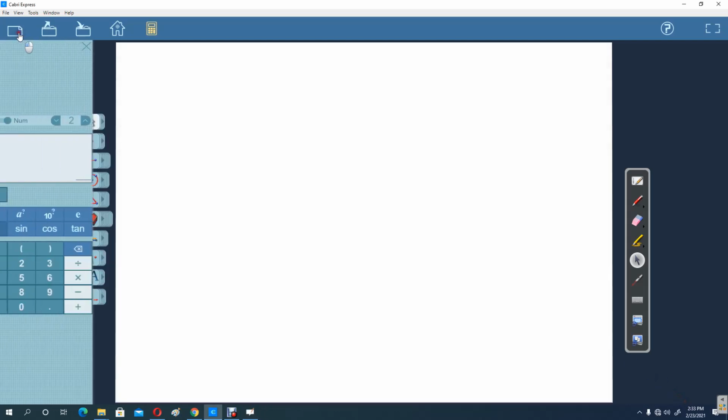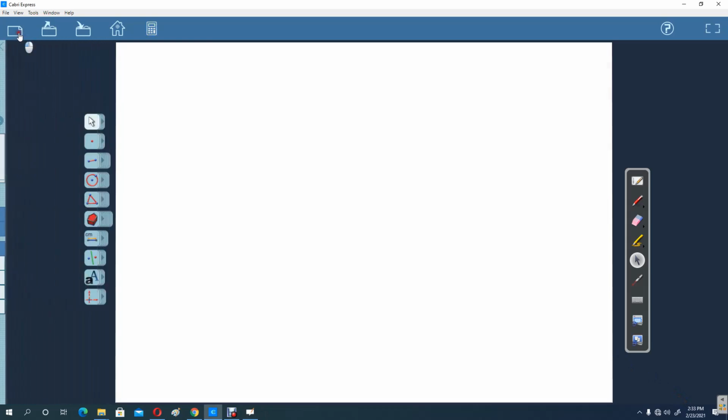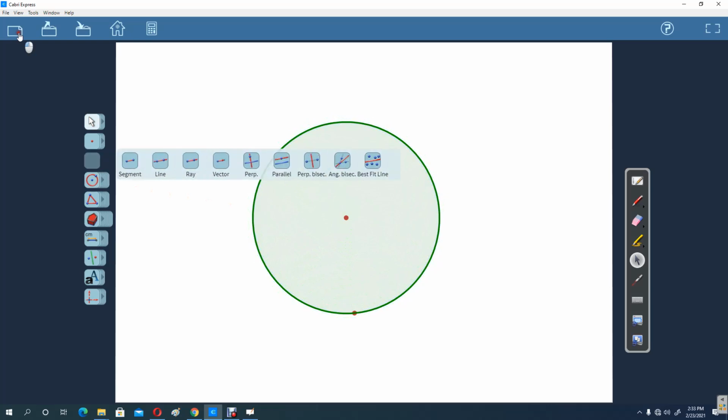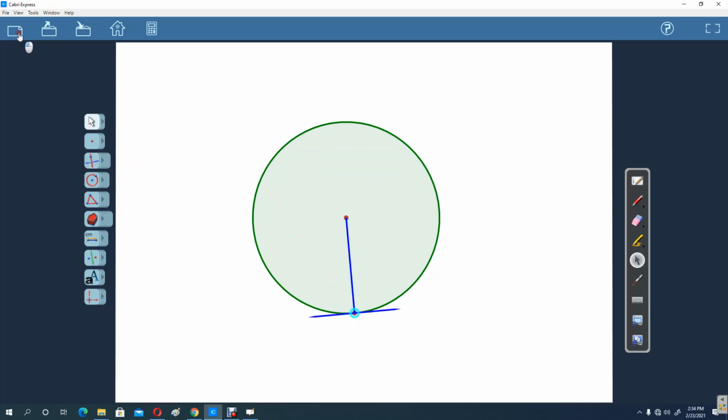Let's clear this one. The first thing we want to do is put a tangent to a point. So we're going to go to this section and draw a segment. Here's our segment. This is our line segment. And now I want a line to be perpendicular to it, which is my tangent. All right, so here's my tangent, which is perpendicular to my radius.